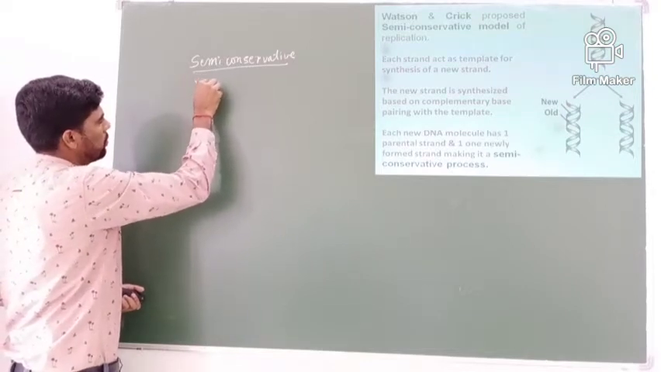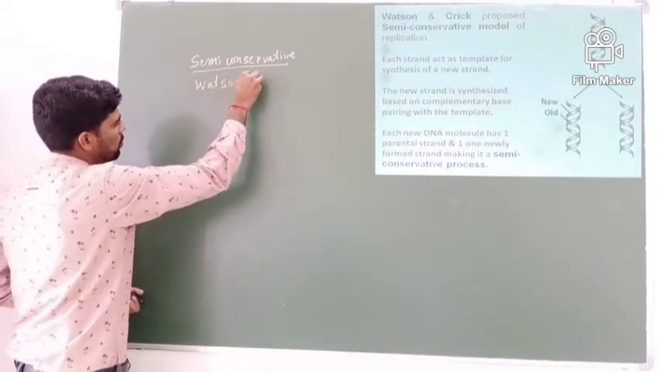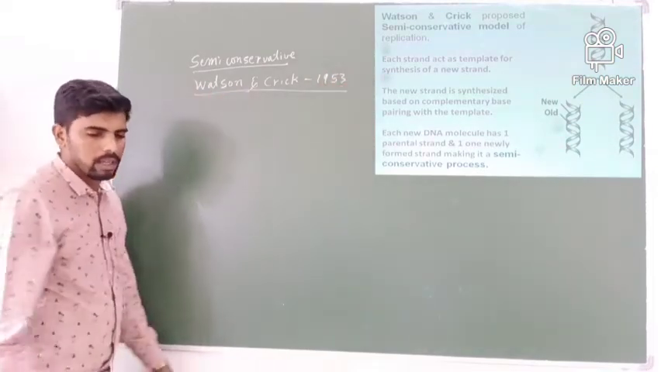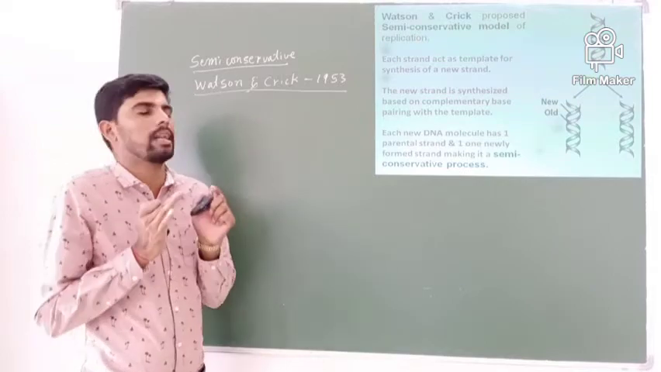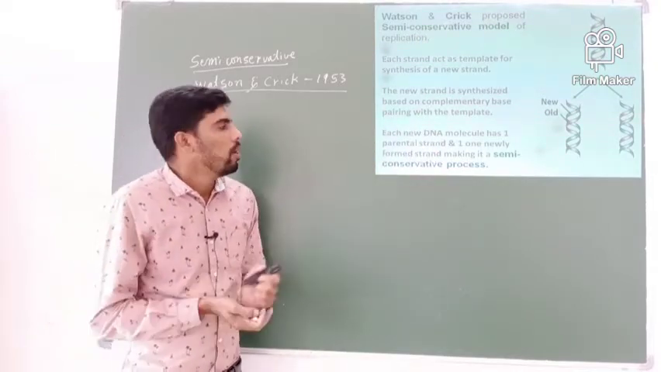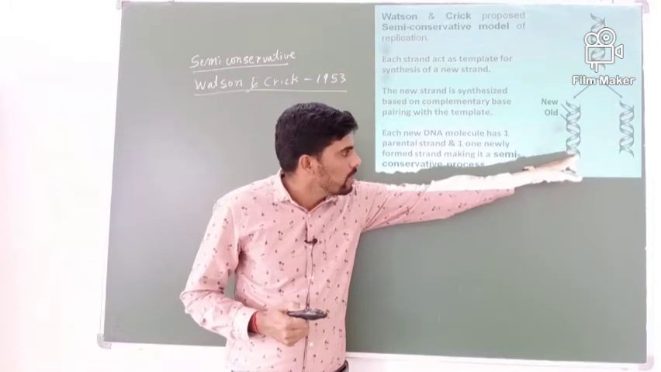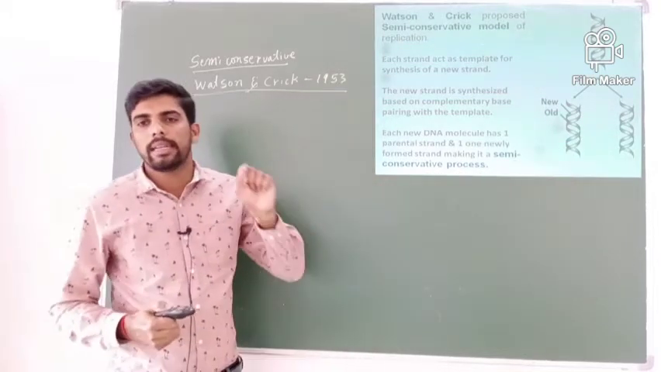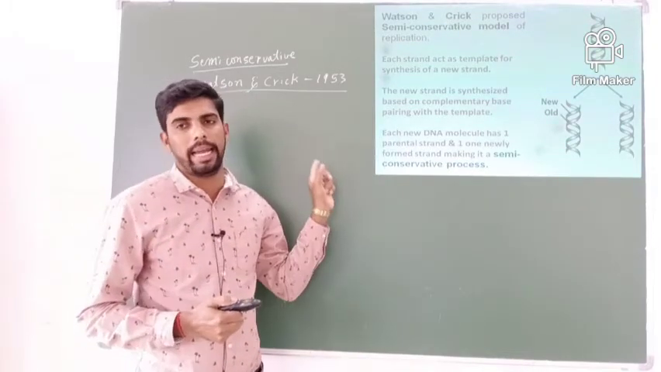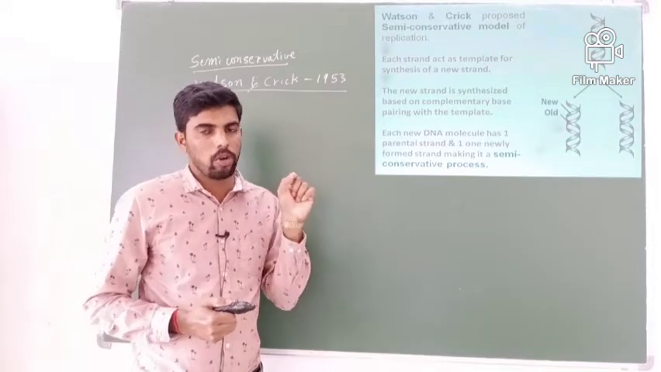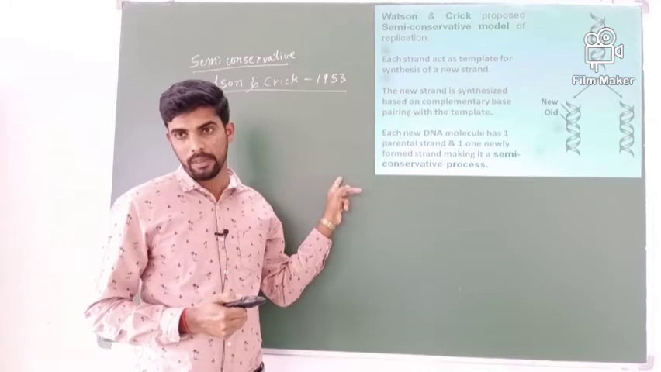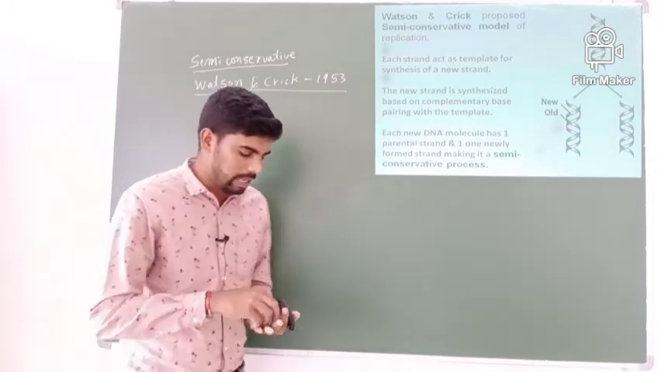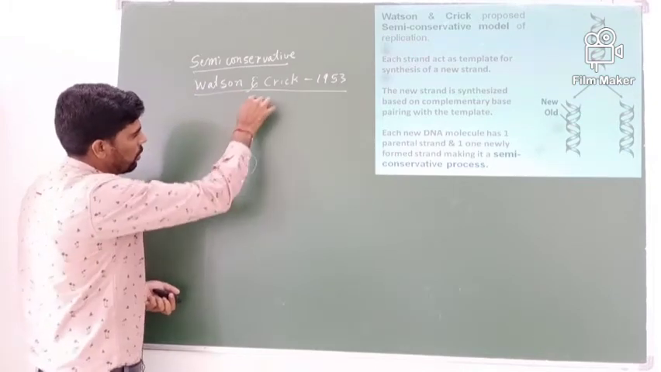Watson and Crick, in 1953, proposed the semi-conservative model of DNA. That means DNA is replicated through the semi-conservative method. In each DNA, one strand will be old and one strand will be newly synthesized DNA. In the double stranded DNA, each strand acts as a template, an original copy for newly synthesized DNA, and based on the complementary base sequence the template DNA produces newly synthesized DNA like this. Just imagine this is the parental DNA.